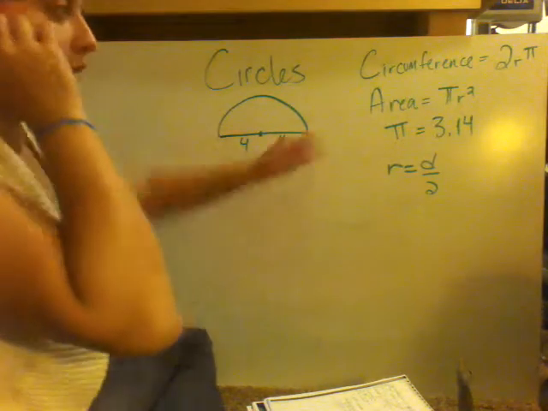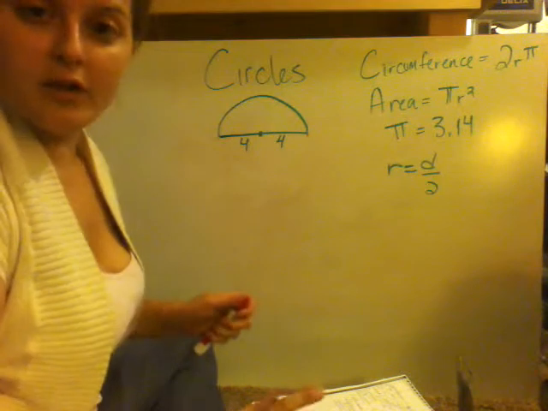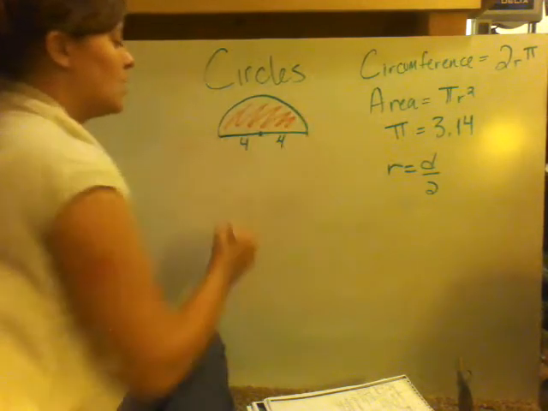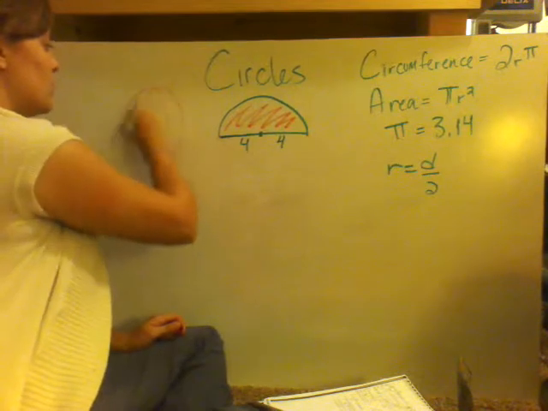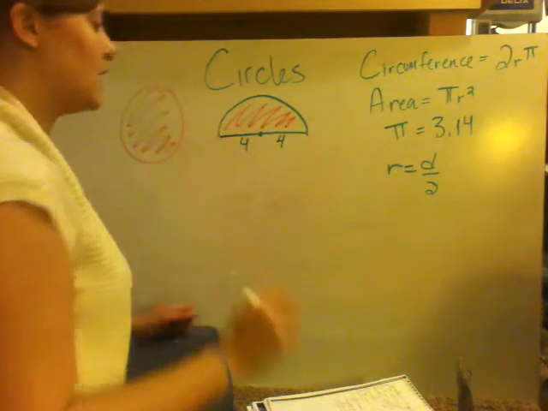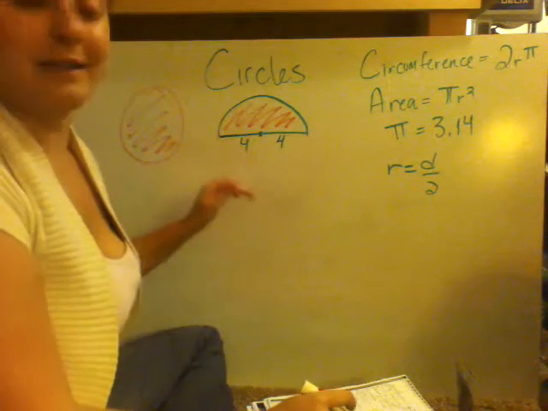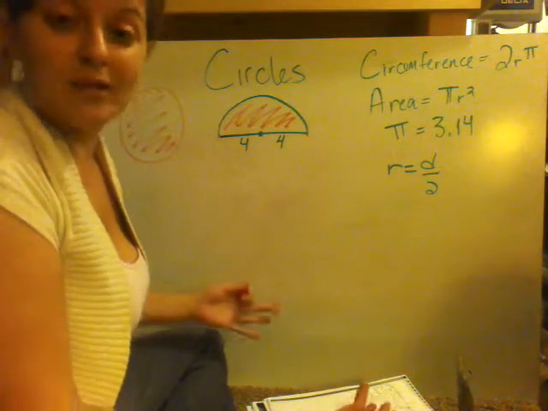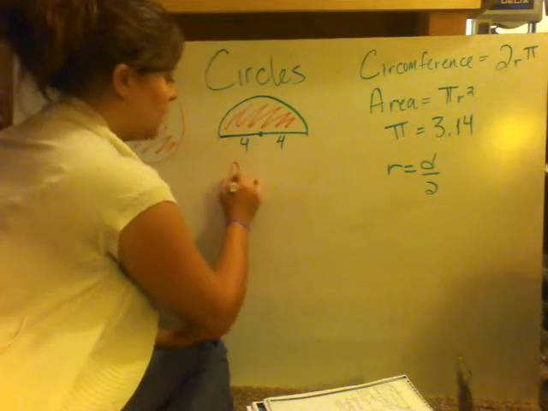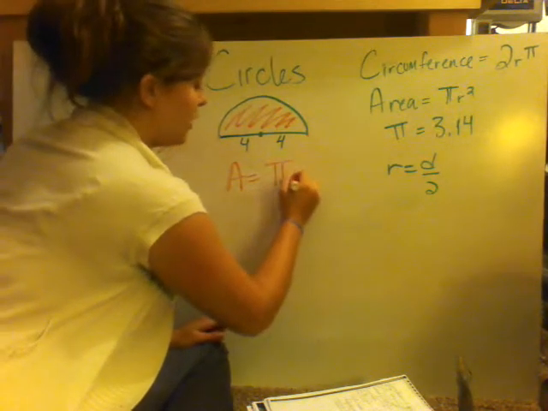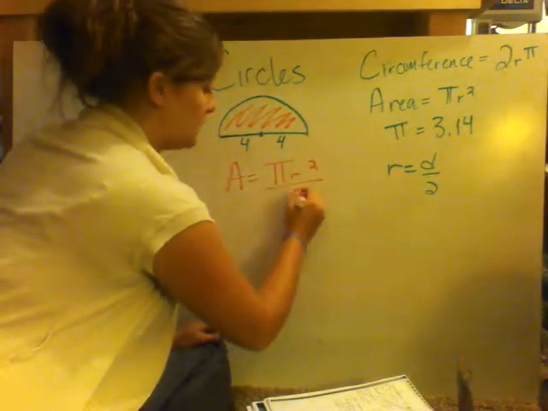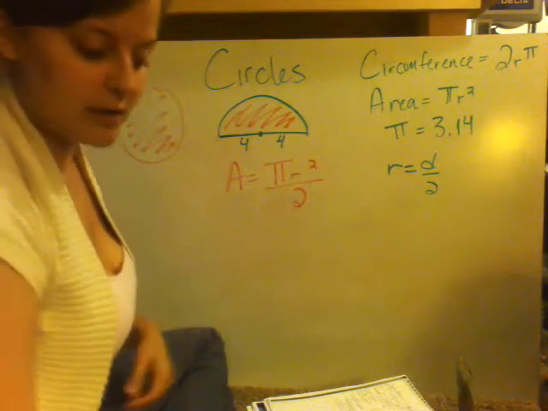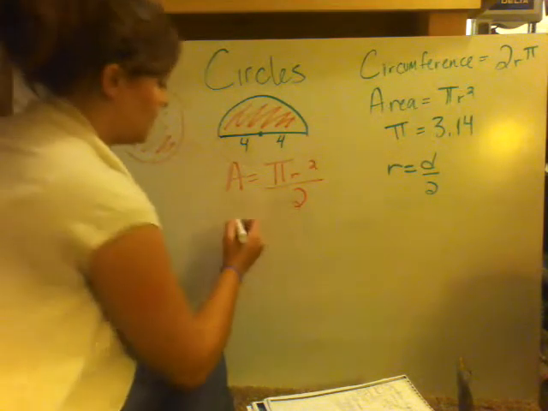Alright, so now area for a semicircle. Area is going to be a little bit easier because area is everything inside, right? So area for a circle would be everything inside, and I don't have to worry about this straight line. I literally can just take the area formula and divide it by 2, and that is half of my circle. So I'm going to take area equals pi r squared and divide it by 2, and that's my formula for a semicircle, just a semicircle. So I'm going to set it up.